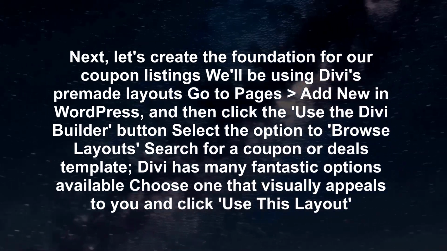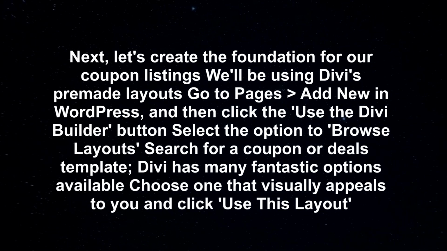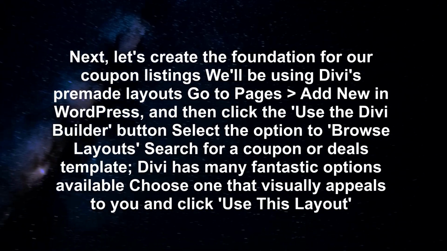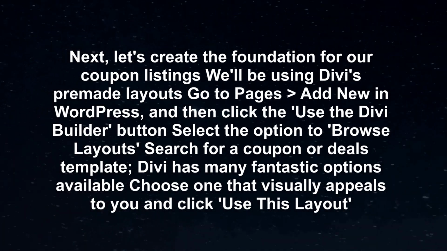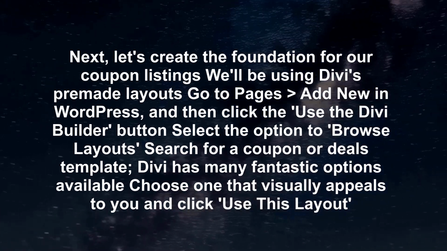Go to Pages, Add New in WordPress, and then click the Use the Divi Builder button. Select the option to Browse Layouts, and search for a coupon or deals template. Divi has many fantastic options available. Choose one that visually appeals to you and click Use this layout.